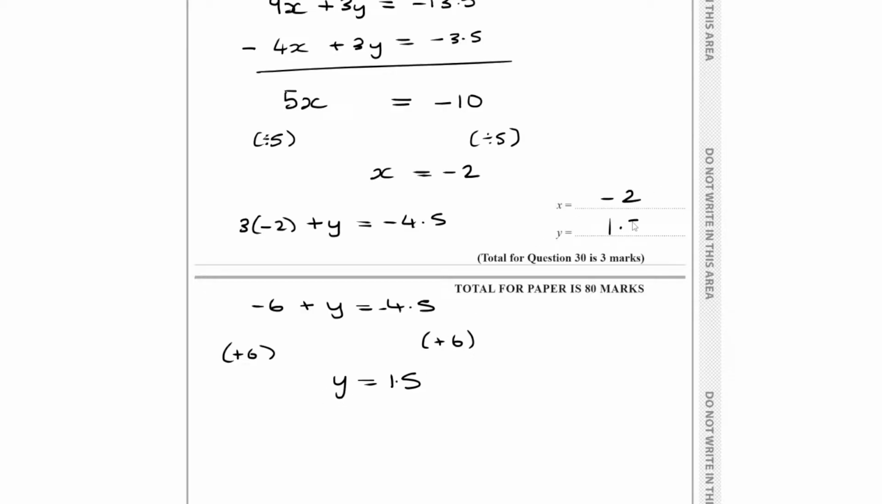So that's fine. The higher tier paper is at 7 o'clock. So there you go, minus 2 for x, 1.5 for y, or if you put it as a fraction, that's also fine. And that is everything on this paper for foundation tier. This was the November 2023 paper 2, as you can see in the title of the live. That's what this paper was.